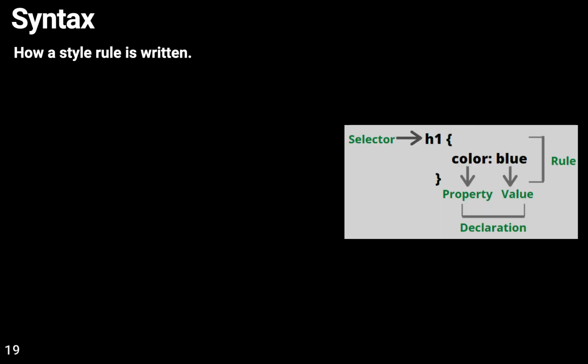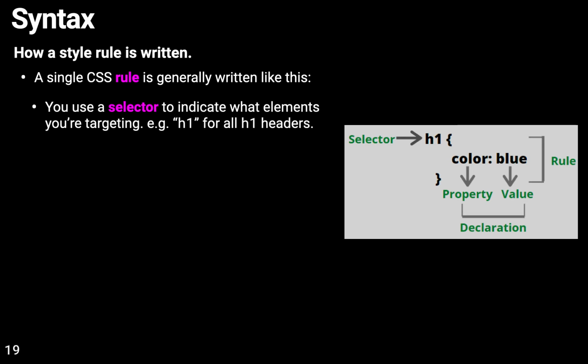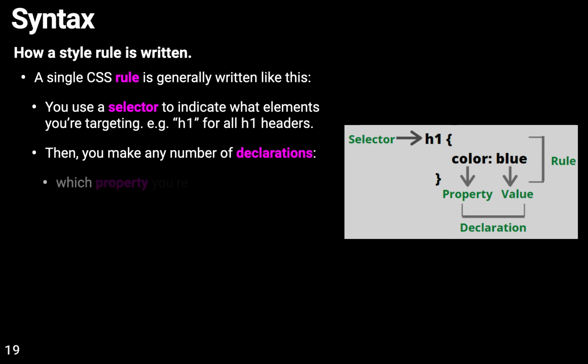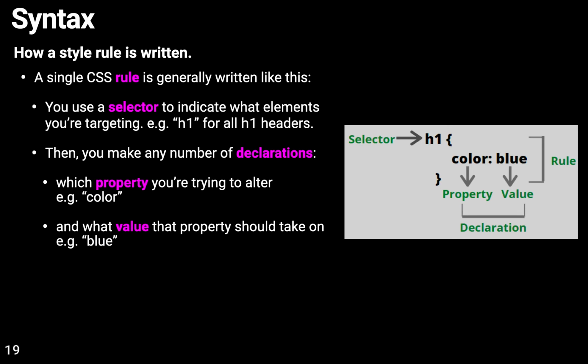So syntax first. How a style rule is written in CSS. So a single CSS rule is generally written as follows. You will use a selector to indicate what elements of the page you are even trying to alter, right? For example, H1 in this scenario means every H1 header on my page will get this style rule applied to it. Then you make a number of declarations within the rule. So in this example, there is one declaration made. It's saying the property of color I'm going to set to the value blue.